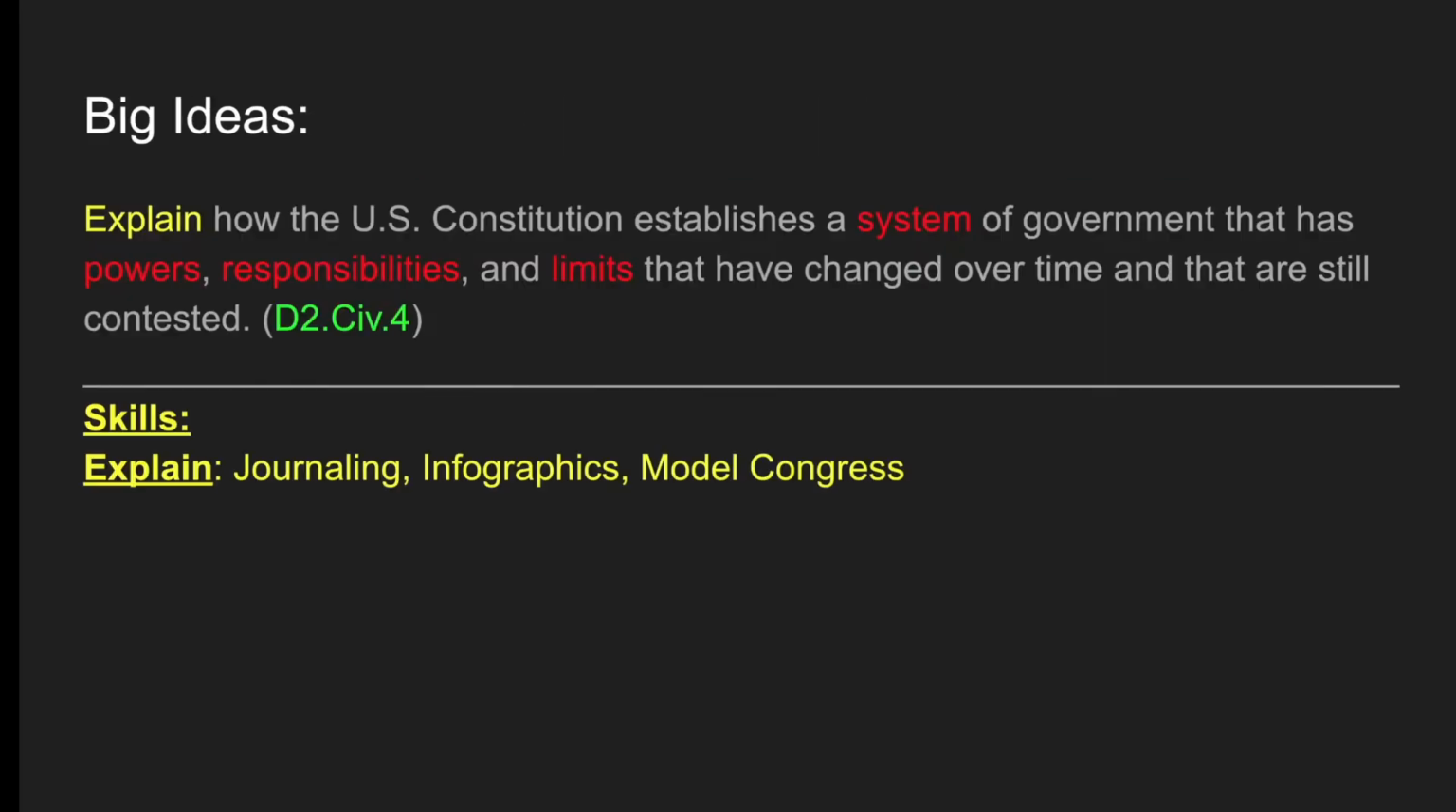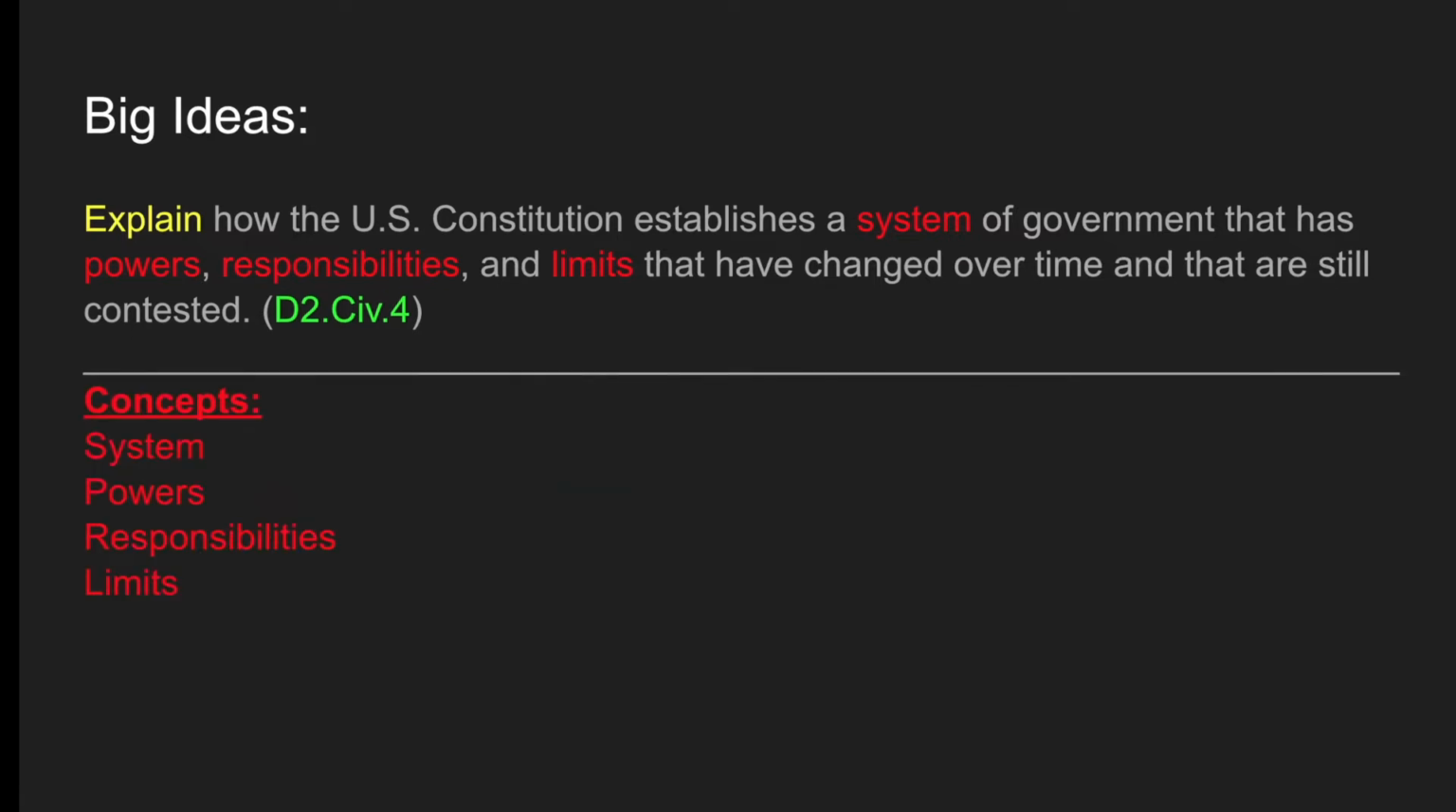So here we have the skills, so explain. And here I really like the fact that it's quite ambiguous and vague because I think it leaves a lot of flexibility for students, specifically when I ask them to do journaling exercises, infographics, and then when we get on to Model Congress. And then the concepts of system, powers, responsibility, and limits.